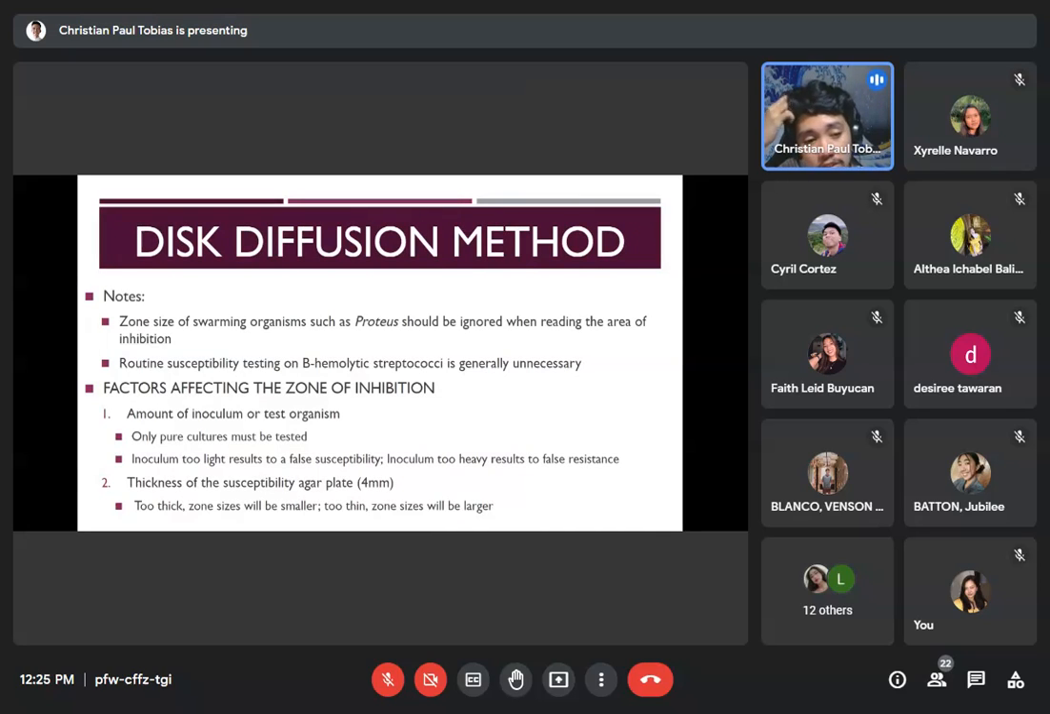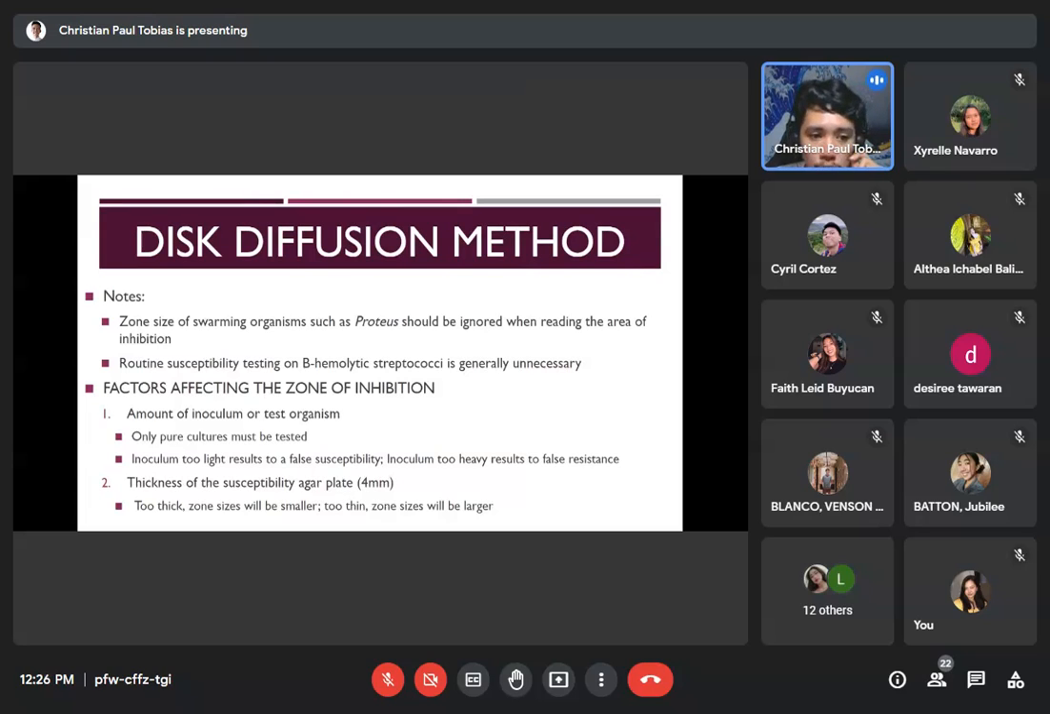Pag masyadong makapal, false resistance. Pag masyadong manipis or masyadong makapal yung plate, okay? Yung sa number 1, pag masyadong madami yung nalagay mong inoculum, false resistance. Pag masyadong makapal naman yung plate mo, ibig sabihin mas maraming nutrients or mas maraming supply na available sa bacteria. So, more nutrient to bacteria, syempre more growth. Therefore, yung zone of inhibition na dapat mapipigilan niya naman, pero sa sobrang dami, dahil napadami ka ng nutrients sa agar mo, nag-grow yung bacteria mo, magkakaroon ka tuloy ng smaller zone of inhibition.